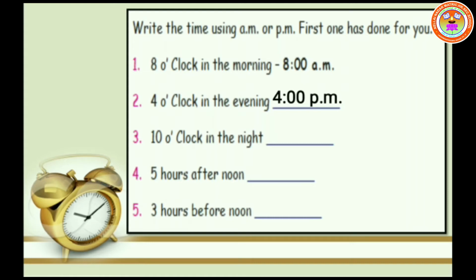That is 10 PM. Fourth one, children, what is noon time? Yes, it is 12 PM. So, 5 hours after noon is 5 PM. The fifth one is similar to the fourth one. From the noon time 12 PM, 3 hours before is 9 AM.